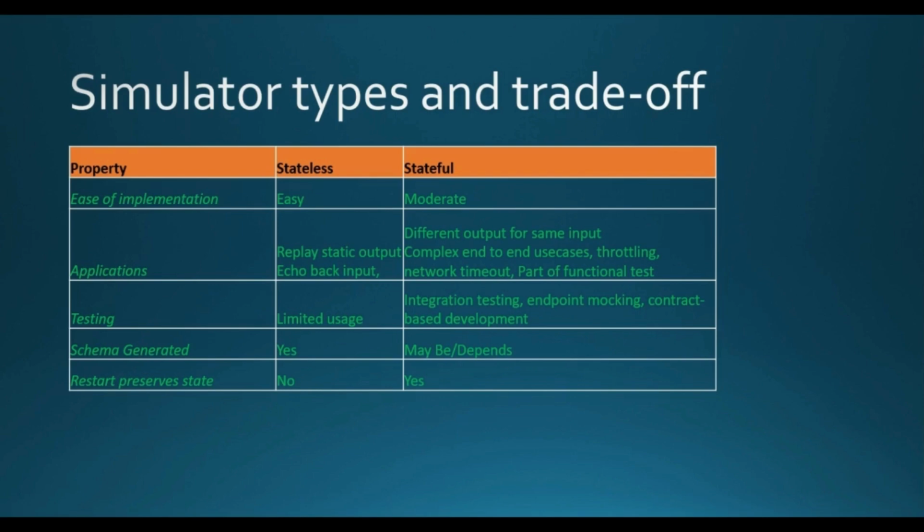Typical applications of stateless: static replies, or echoing back the input, whatever you send comes back. You always return the same output irrespective of what request you send. For stateful, the typical application is different outputs for the same input. Take a scenario where a customer's account goes through a cycle from provisioning to activation to suspension. You send a request for the same customer ID, and it returns provisioned. The second time it is active, and the third time it is suspended.